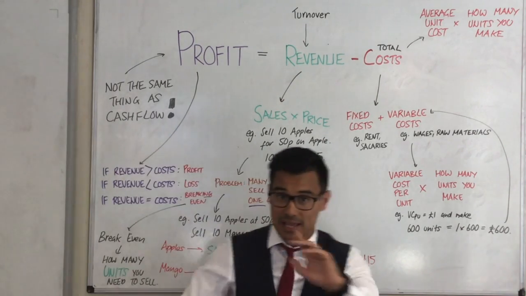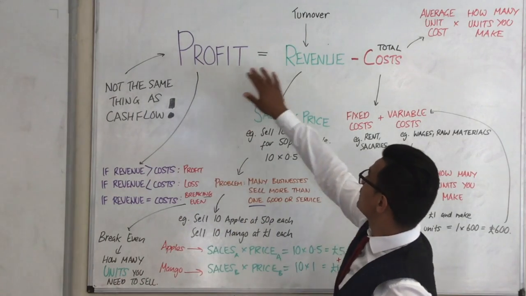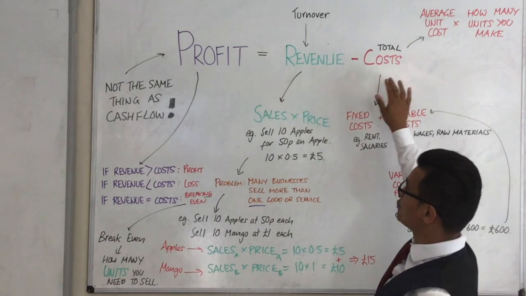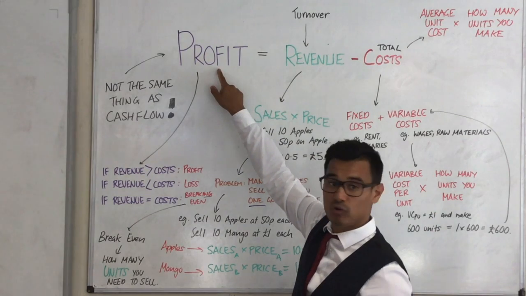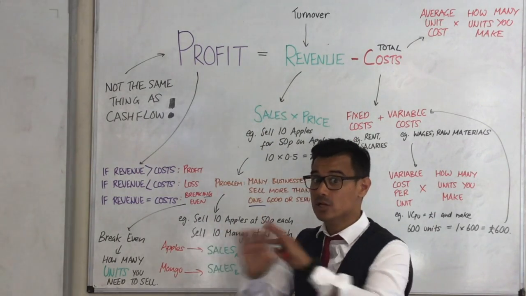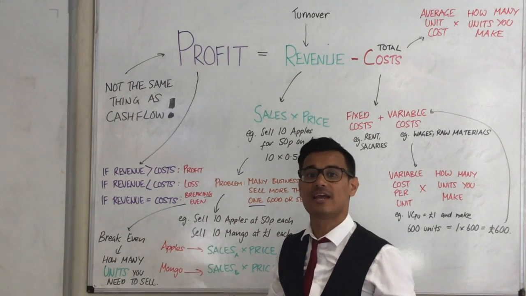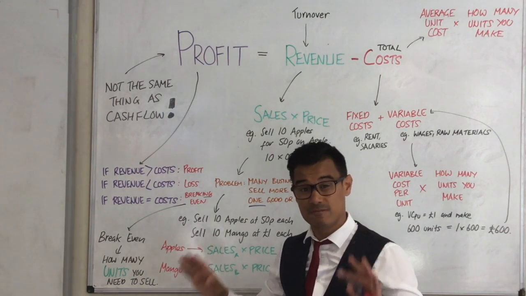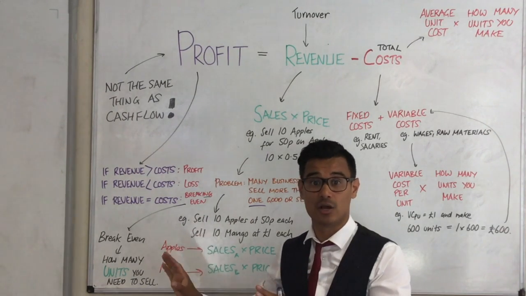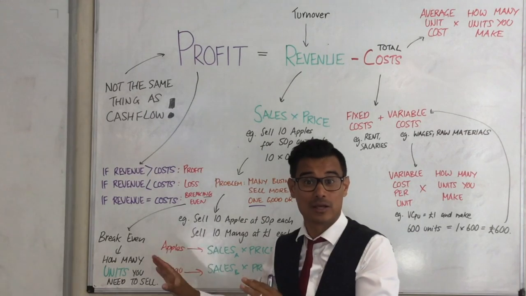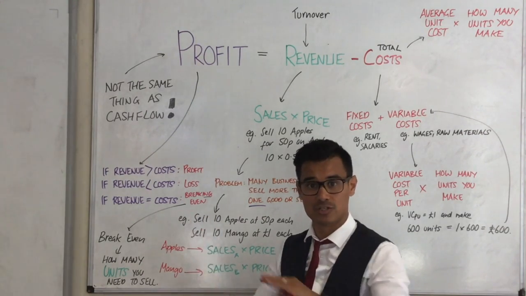Okay, and the last thing is profits. So profits equals revenue minus costs. First thing, profit is not the same thing as cash flow. If there's any confusion there, please watch my video on that exact topic. Do not be confused. Profit, cash flow, different.